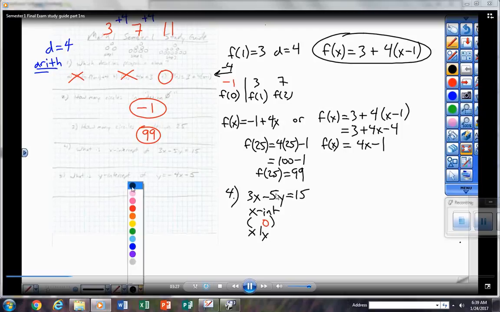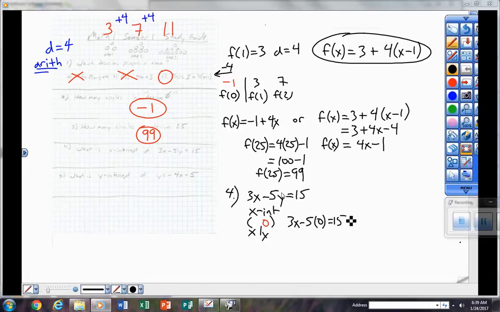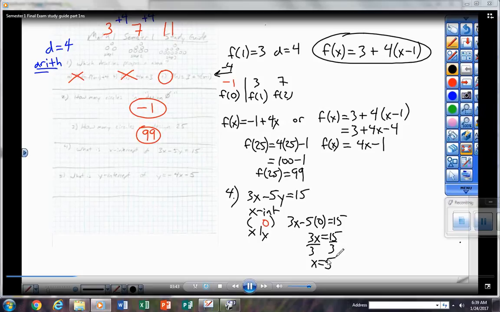So of course 5 times 0 gives me 0. So that gives me 3x minus 5 times 0 equals 15, which just gives me 3x equals 15. Divide by 3, and that gives me x. The x coordinate is 5. Take that 5, put it right here where that x spot should be. And then that coordinate is 5 for x and 0 for y.